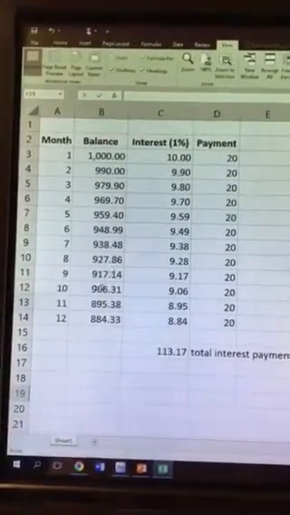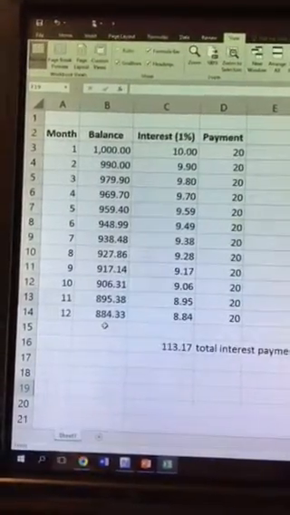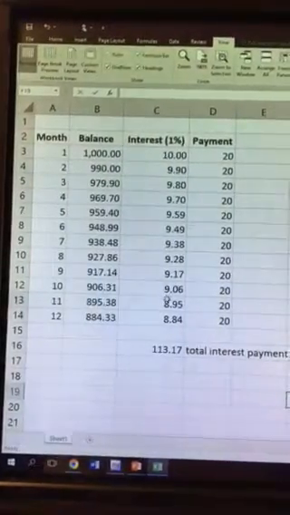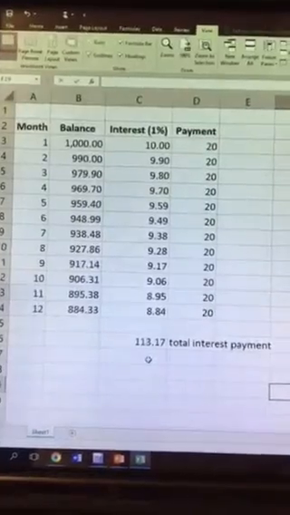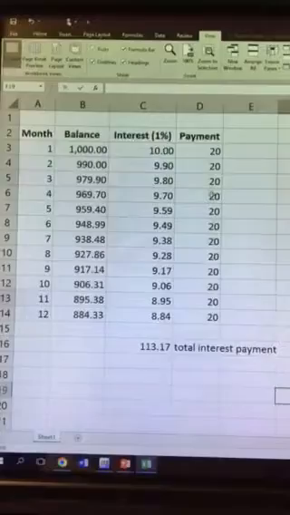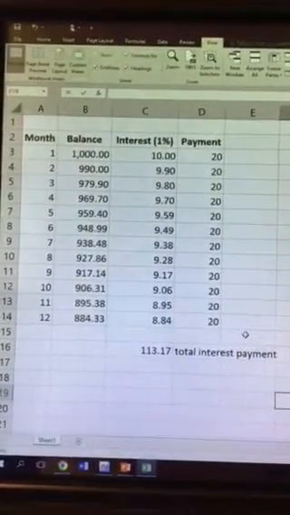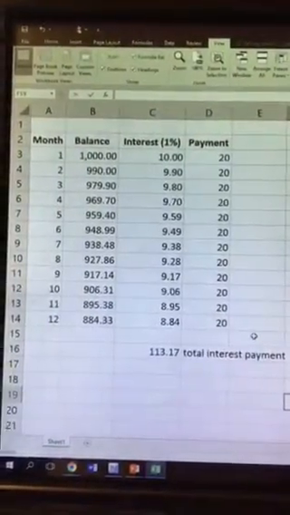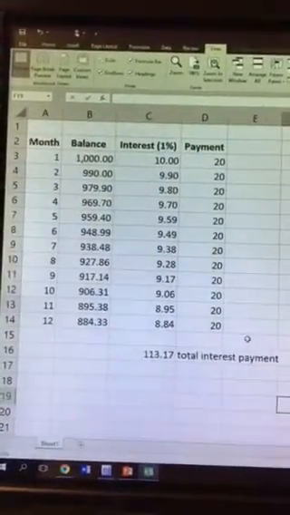In the end, let's look. My balance is $884. I really haven't made much progress. I had these columns add up, and I can see that my total interest payment is $113.17. And altogether, 20 times 12 is 240. I made $240 worth of payments.